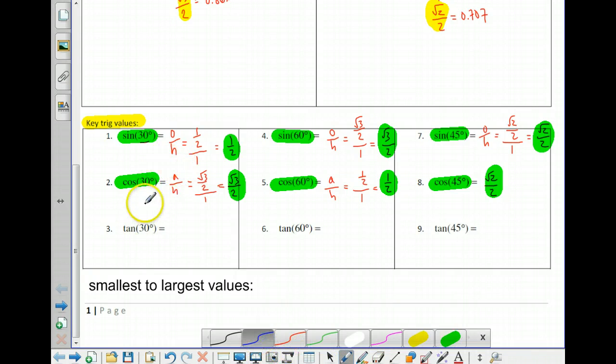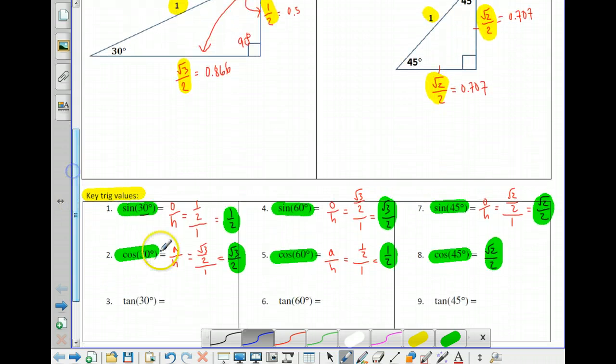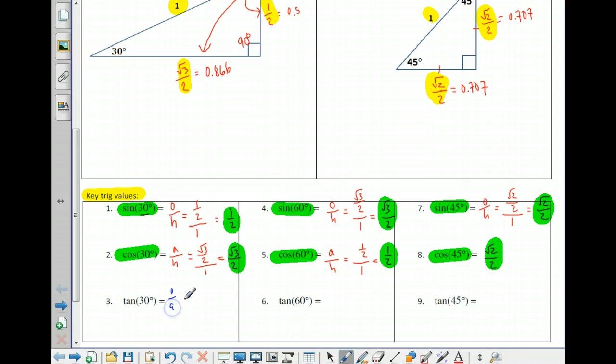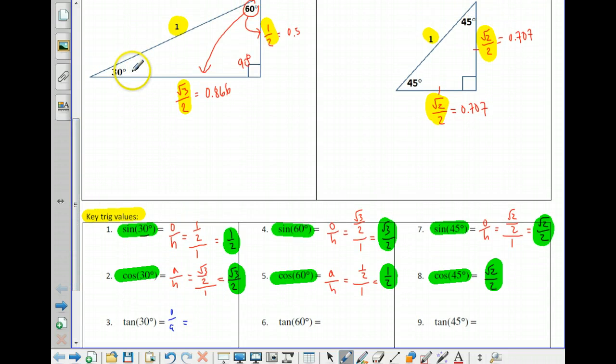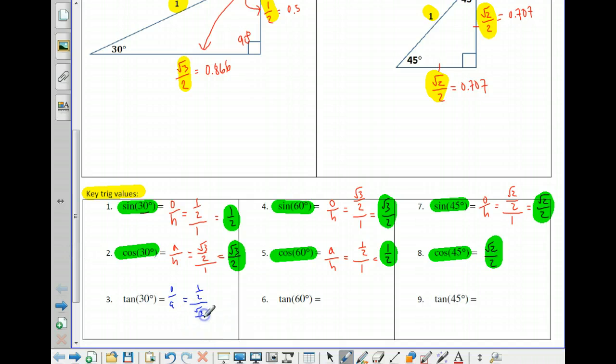So let's do the tangents. How do I find tangent of 30? Opposite over adjacent. Now we're going to have to deal with both of these. So the opposite of 30 degrees is 1/2. Adjacent of 30 degrees is square root of 3 over 2. So the question is, how do I deal with 1/2 divided by square root of 3 over 2? Fraction divided by fraction.